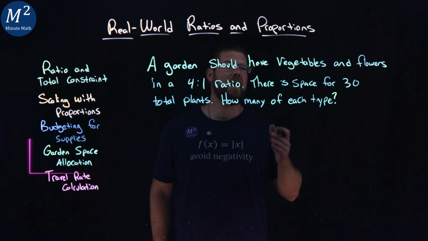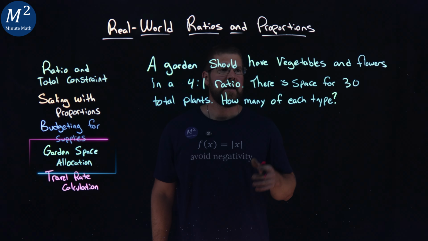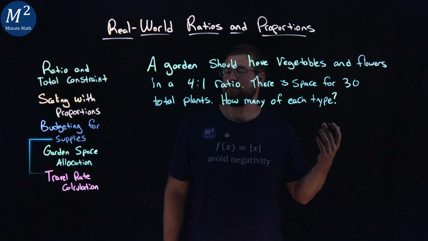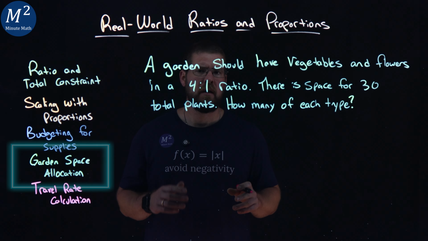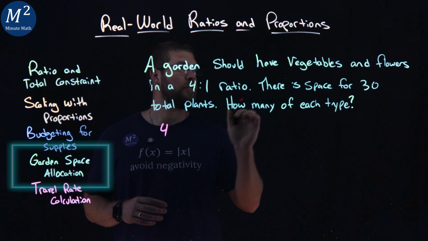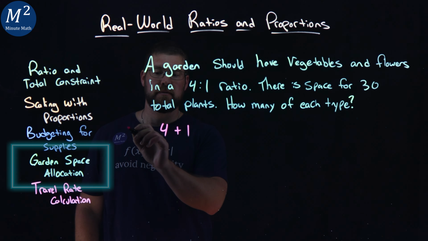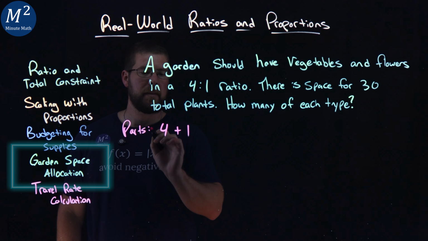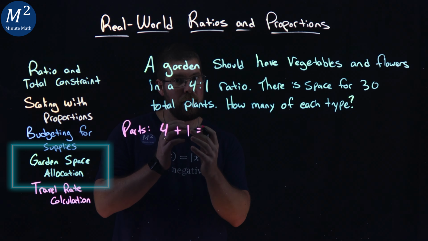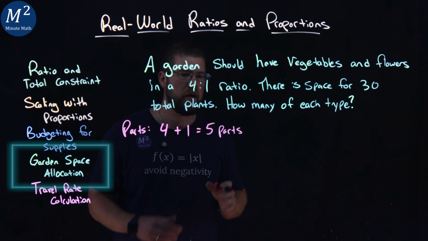A garden should have vegetables and flowers in a 4-to-1 ratio. There is space for 30 total plants. How many of each type? Okay, so it's a ratio of 4 to 1. So there are 4 parts vegetables and 1 part flowers, and the combination of them is a total of 5 parts.